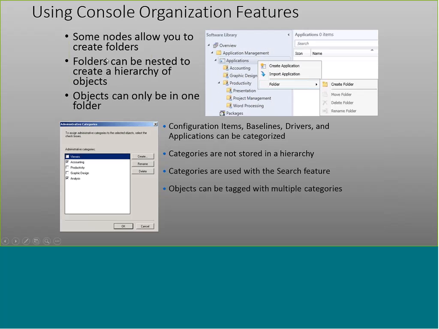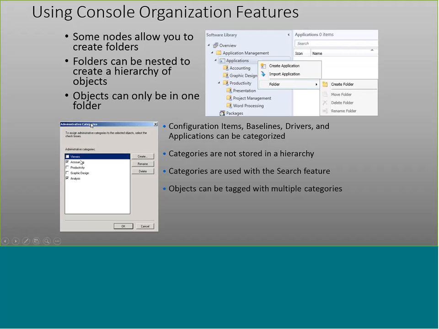When we go ahead using console organization features, some nodes allow you to create folders. Typically, when you right-click some nodes, it will let you organize all your objects. So you see applications there, and of course, maybe you have a full Visual Studio set of products, Visual C, Visual Basic, or you have the whole Adobe suite of products, 6 or 7 applications together. You can create a separate folder for that, right? Folders can be nested to create a hierarchy of objects. Okay, so they can be nested, create more folders. Objects can only be in one folder.